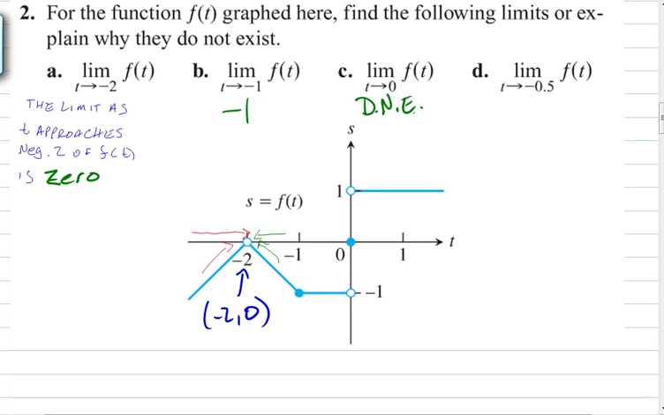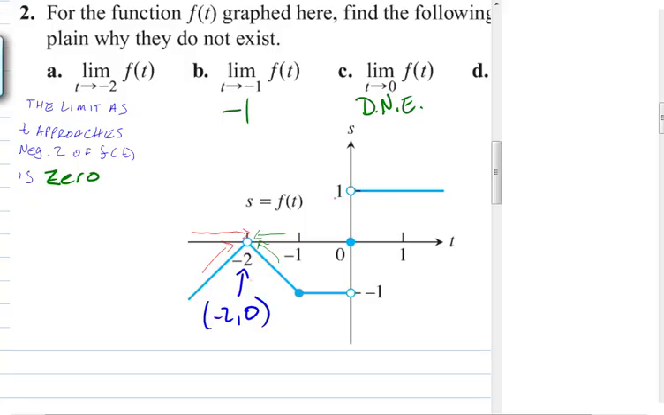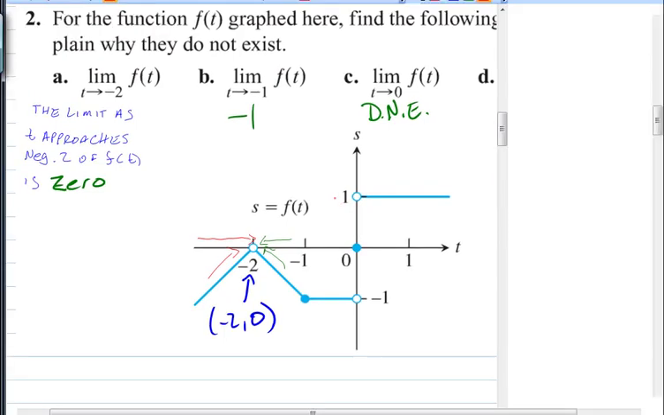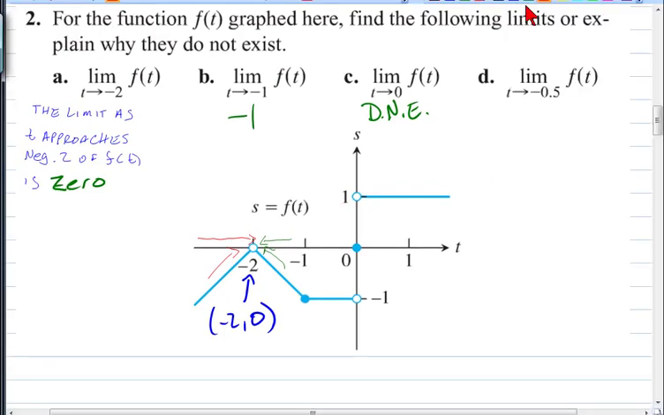Does not exist. Now, why would I say that it does not exist? As we approach from the left, we get -1, and as we approach from the right, we get +1. And you'll see that in a minute when it comes back up. So here we're approaching from the left, we get -1, and as we approach from the right, we get +1. Since that left-hand side and the right-hand side are not the same, we say the limit does not exist.